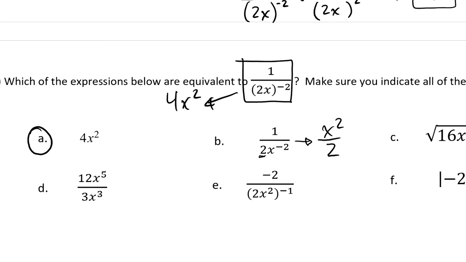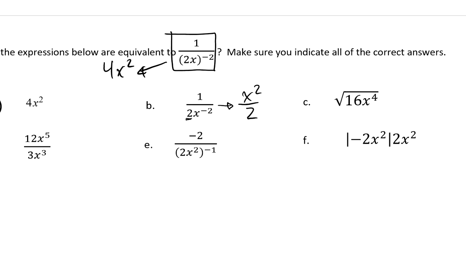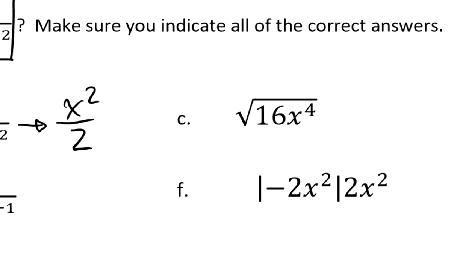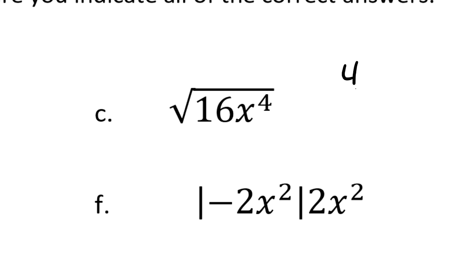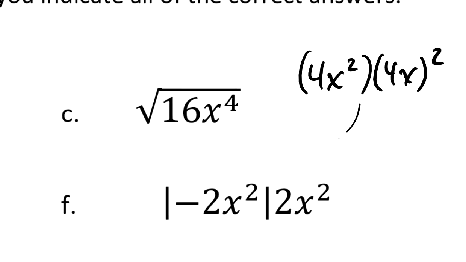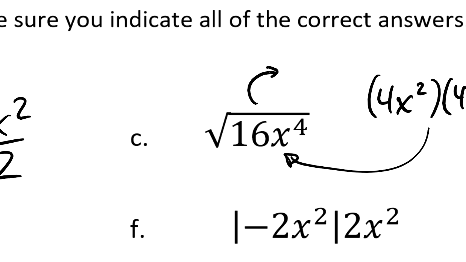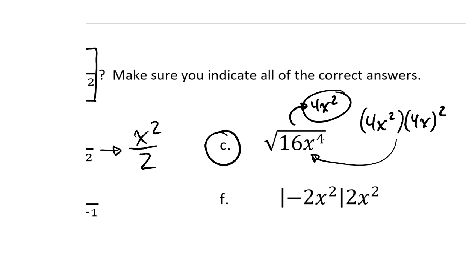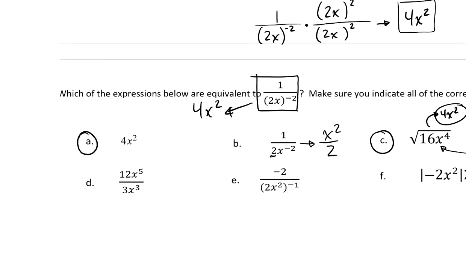C, the square root of 16 is 4, and the square root of x to the 4th is x squared. So this actually is 4x squared. To verify that, if I multiplied 4x squared by itself, I would get exactly 16x to the 4th power. So yes, the square root of 16x to the 4th is 4x squared. So C is also a valid, equivalent expression. So A and C so far.